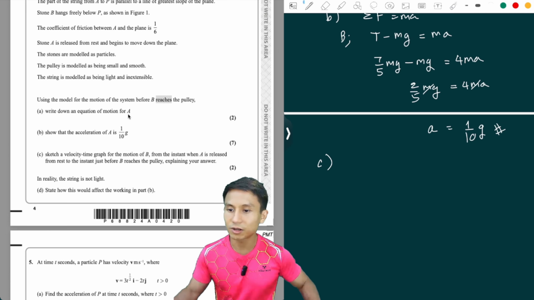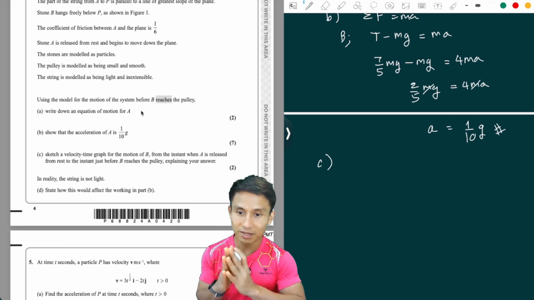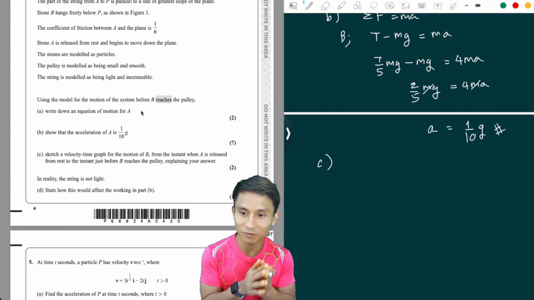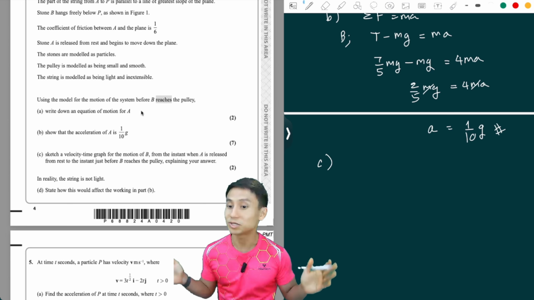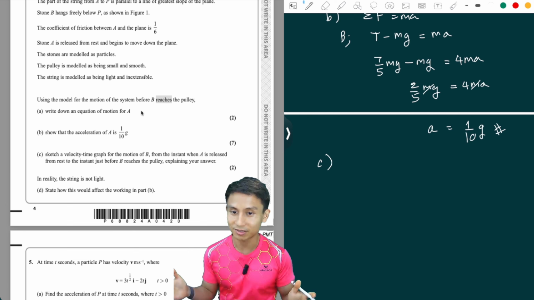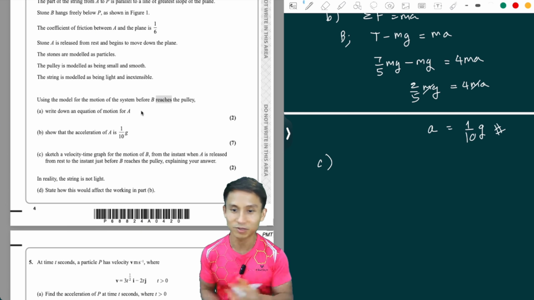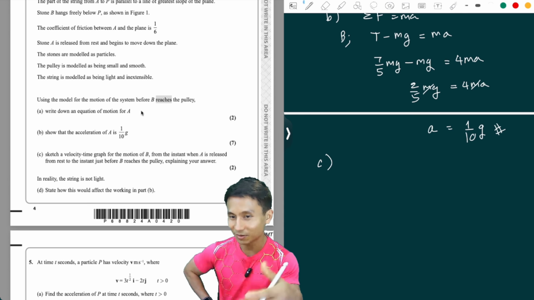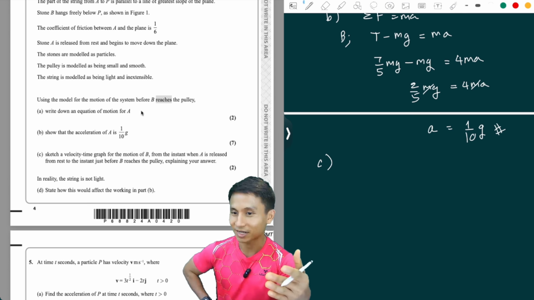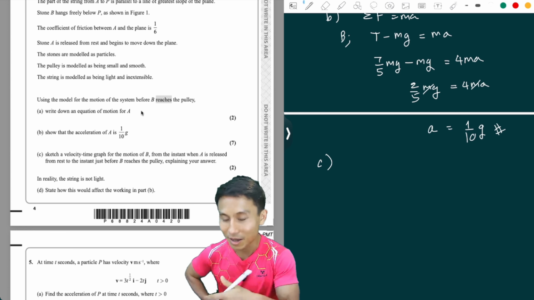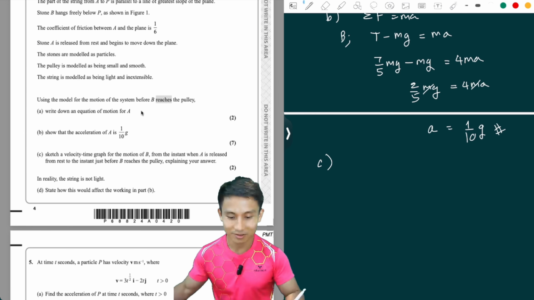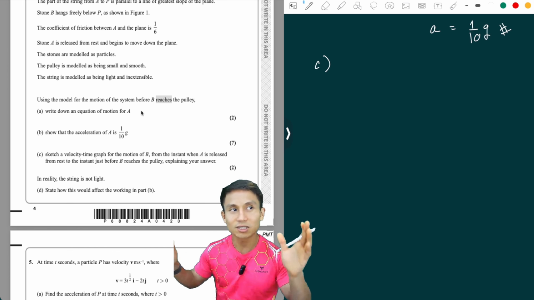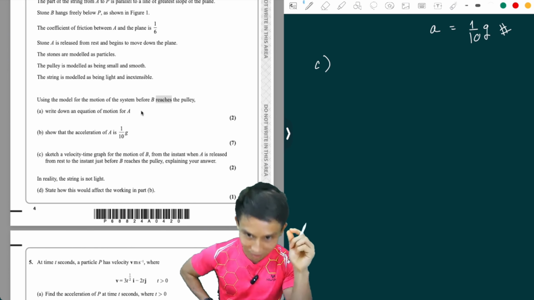C. Sketch a velocity time graph for the motion of B from the instant when A is released from rest to the instant just before B reaches the pulley. Explain your answer. So this is actually the interesting part and the core reason why I picked this one, because I have never seen a question in a pulley system asking you to plot like this. Well, it's rare at least. Maybe I might have seen it before, but it's rare. So let's just do it, right? Okay, so the velocity time graph depends heavily on the acceleration.